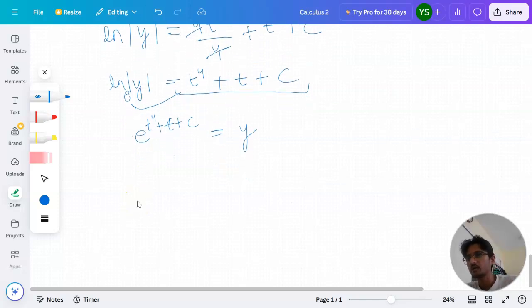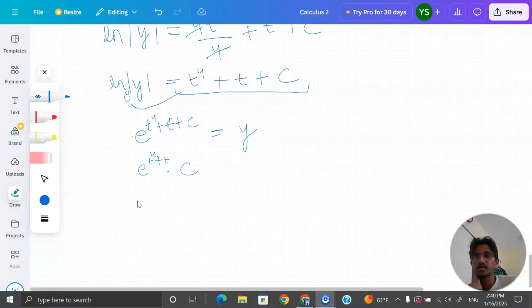Now remember e to the power of a sum, so we could also write it as e to the t to the 4th plus t, multiplied by e to the c. Remember the laws of exponents: when you're multiplying with the same base, we could also add the exponents.